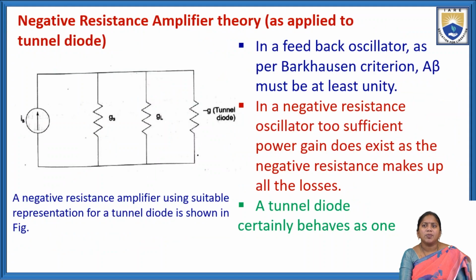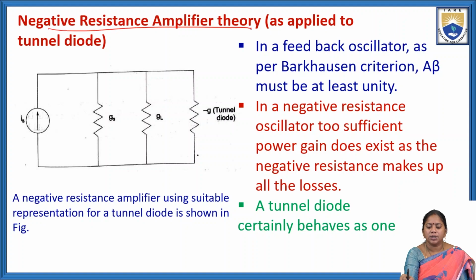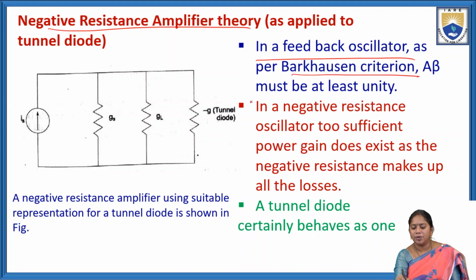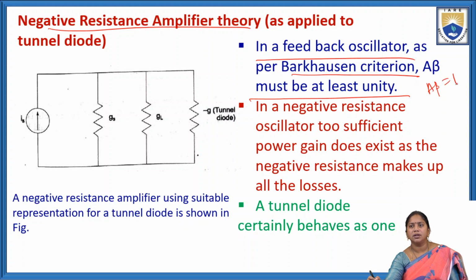Negative resistance amplifier theory, which is applied to the tunnel diode. In a feedback oscillator, as per the Barkhausen criterion, A beta must be at least unity.